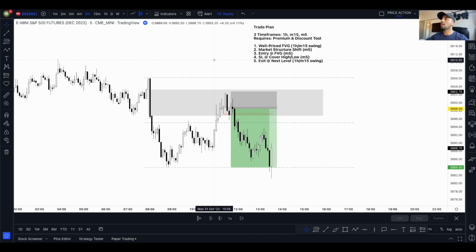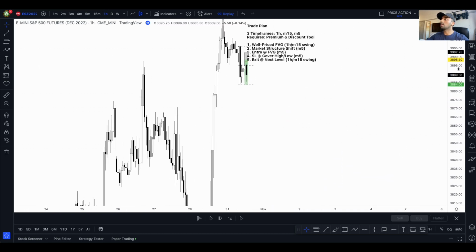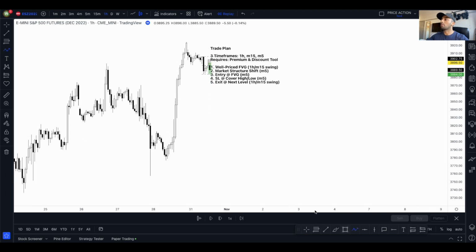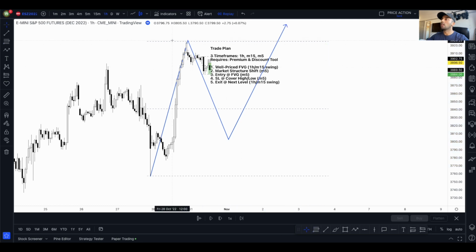So guys, there you have it. Like I said, on the hourly, we expected price to come back down, because again, you can see how large the swing was. Price came from this low to this high. We expected price to at least come down here before looking to go up. Again, that's because of the premium and discount tool. So again, we understood that. We want to look for price on the hourly to at least come down here.